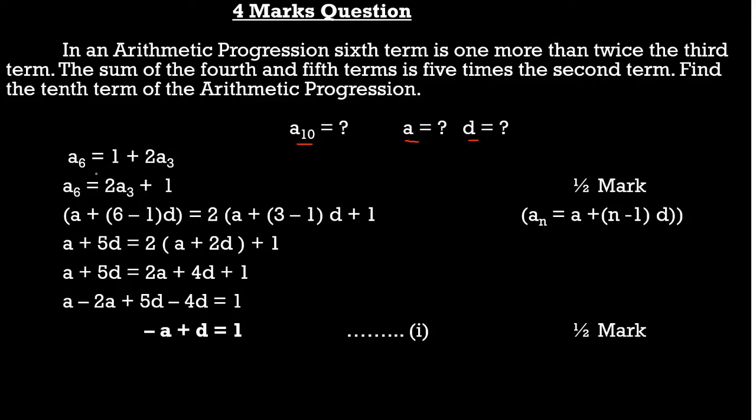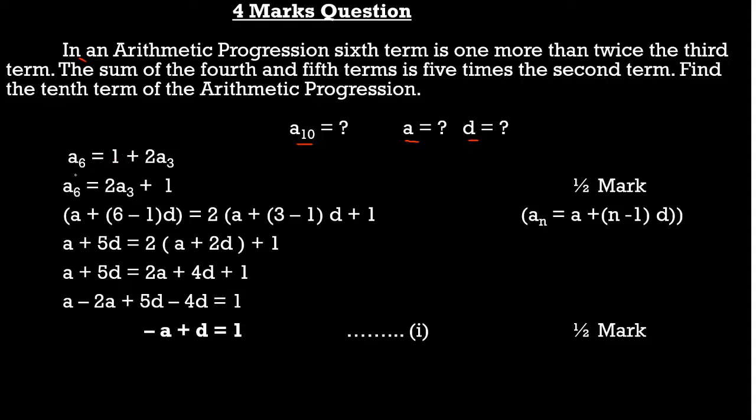This question has 2 conditions. First one is in an arithmetic progression, sixth term is 1 more than twice the third term. The other condition is the sum of the fourth and fifth terms is 5 times the second term. We will solve the first condition.